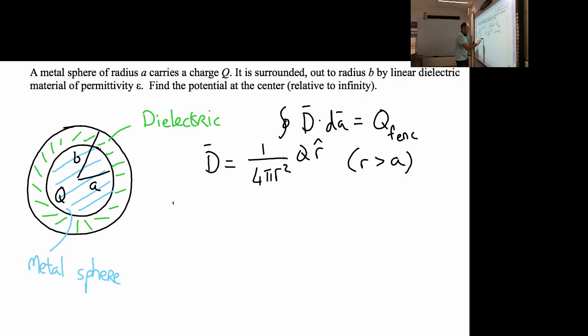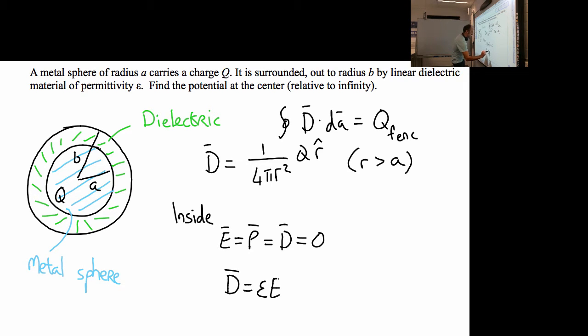Now inside, what we know is the electric field is going to be 0. So to have a 0 electric field, this is going to be equal to the polarization, which is equal to the electric displacement, and all of this is going to equal 0. So now what we're going to do is make use of the fact that the electric displacement is equal to epsilon times the electric field.